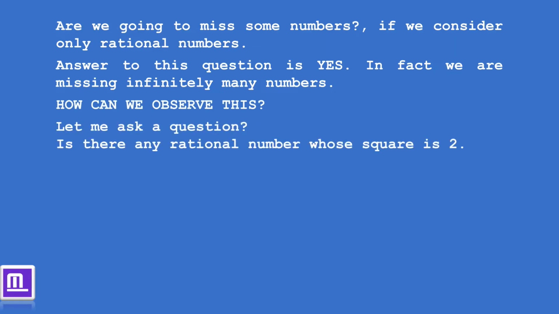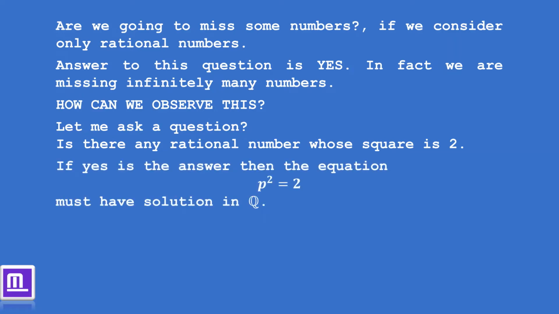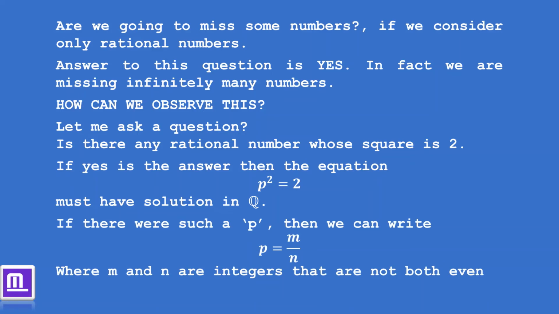How can we observe this? Let me ask a question. Is there any rational number whose square is 2? If yes is the answer, if no is the answer, I don't care. If yes, then the equation p square is equal to 2 must have a solution in the rational number set. If there were such a p, then we can write p is equal to m by n, where m and n are integers that are not both even.